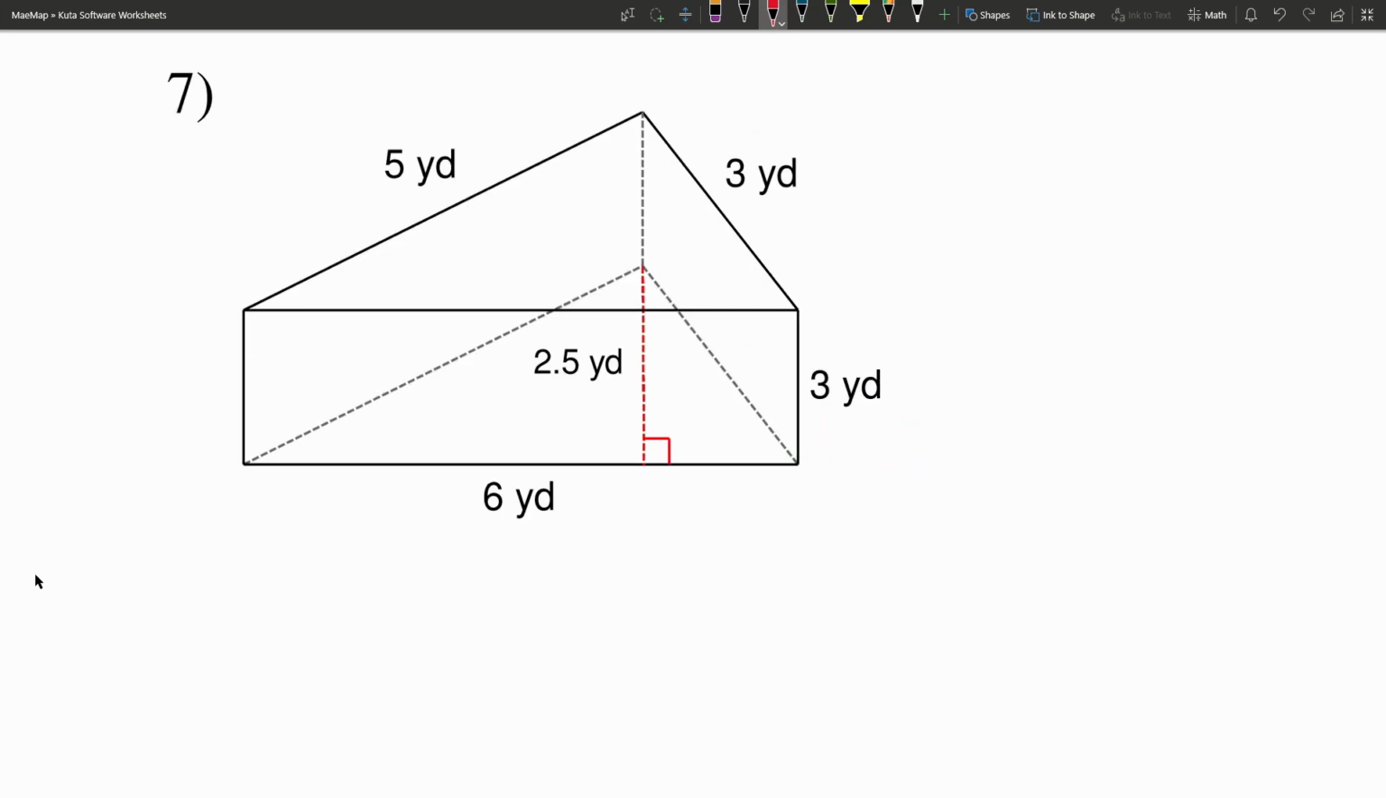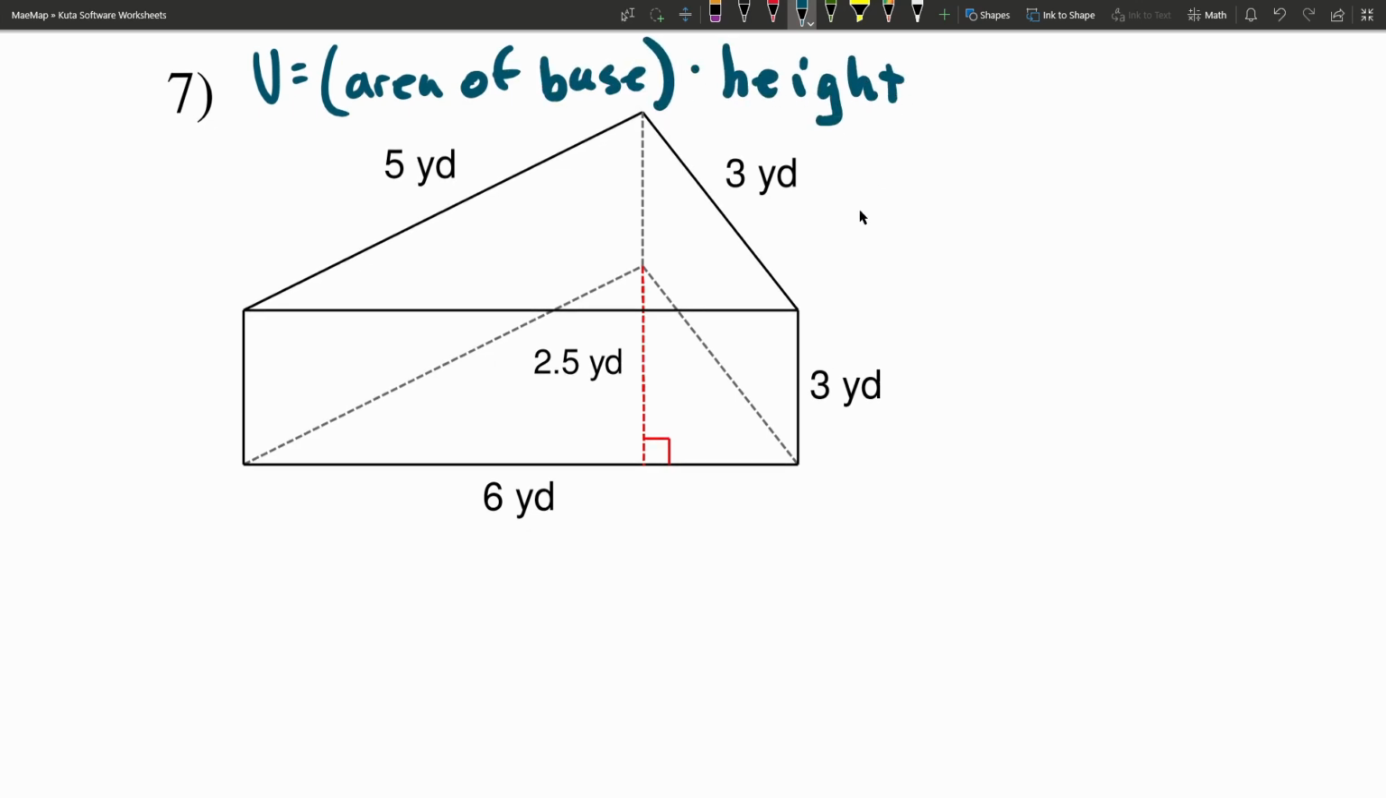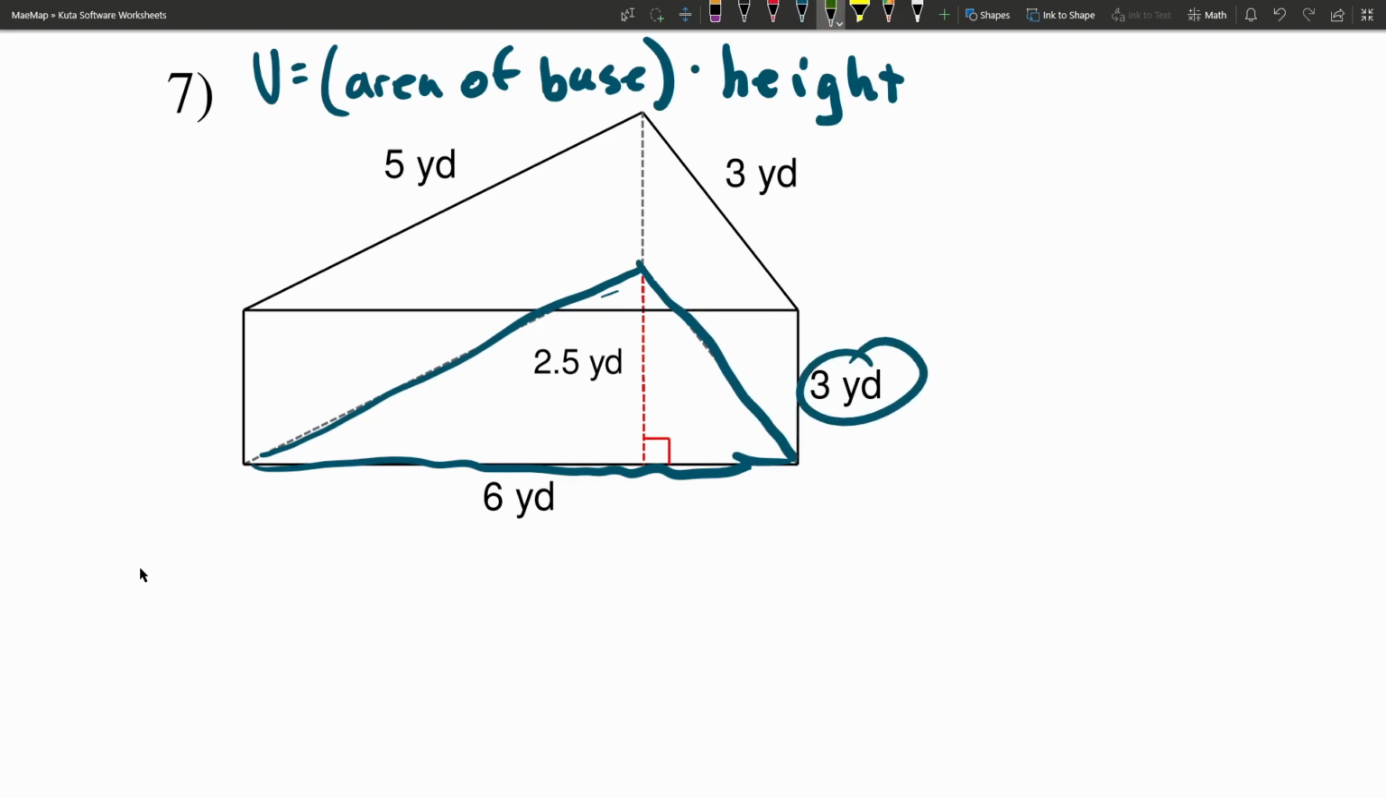In number 7, what do we have? We have a triangular prism. Remember, the volume for that is going to be the area of the base times the overall height of our figure, which our base is a triangle. So we need to first calculate the area of this triangle and then multiply it by our height, which we can see is 3 yards. So let's go ahead and calculate this out now.